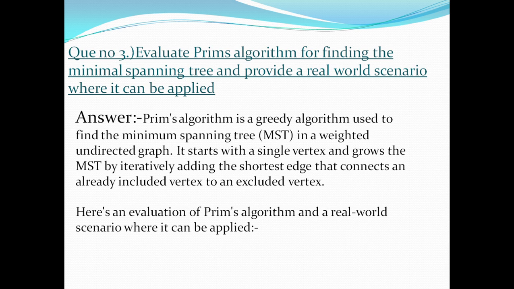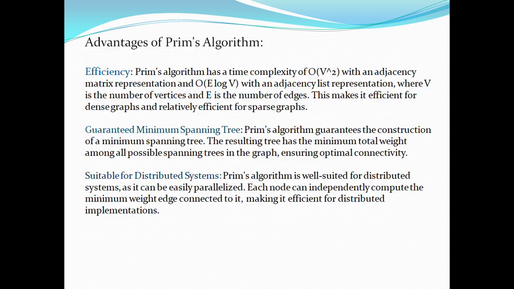Prim's algorithm is a greedy algorithm used for finding a minimum spanning tree in a weighted undirected graph. It starts with a single vertex and grows the MST by iteratively adding the shortest edge that connects an already included vertex to an excluded vertex. Here the evaluation of Prim's algorithm and a real world scenario where it can be applied is as follows.